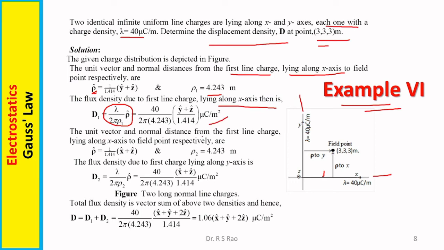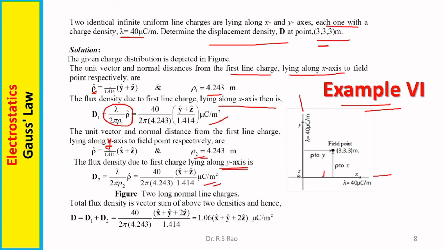Unit vector and normal distance from the first line charge lying along the x-axis to the field point, respectively, are rho cap equals 1 by 1.414 (x cap plus z cap). Small correction, lying along the y-axis, I believe. Y-axis: rho cap is 1 by 1.414 (y cap plus z cap), and rho 2 is 4.243. The flux density due to the charge lying along the y-axis.